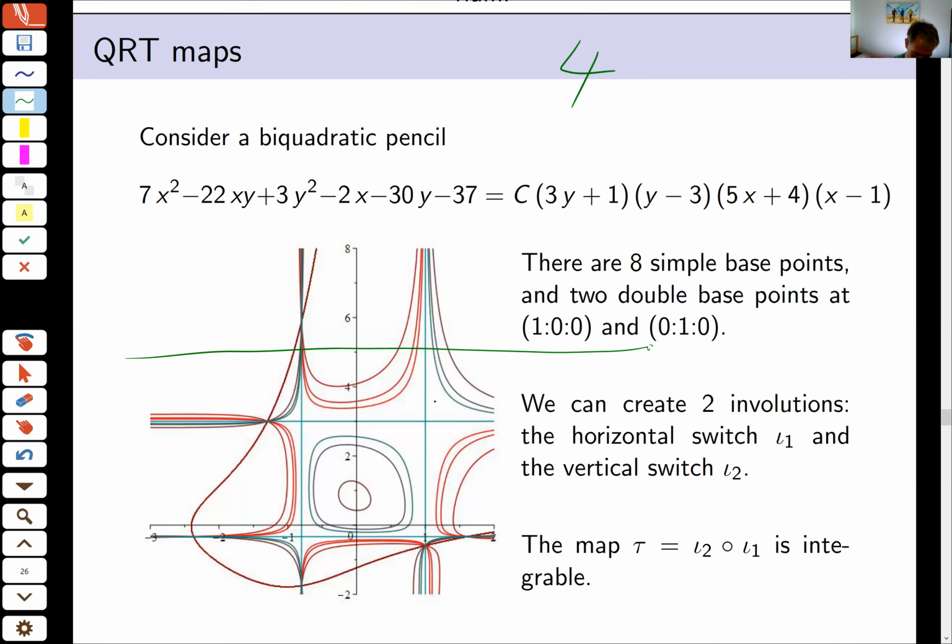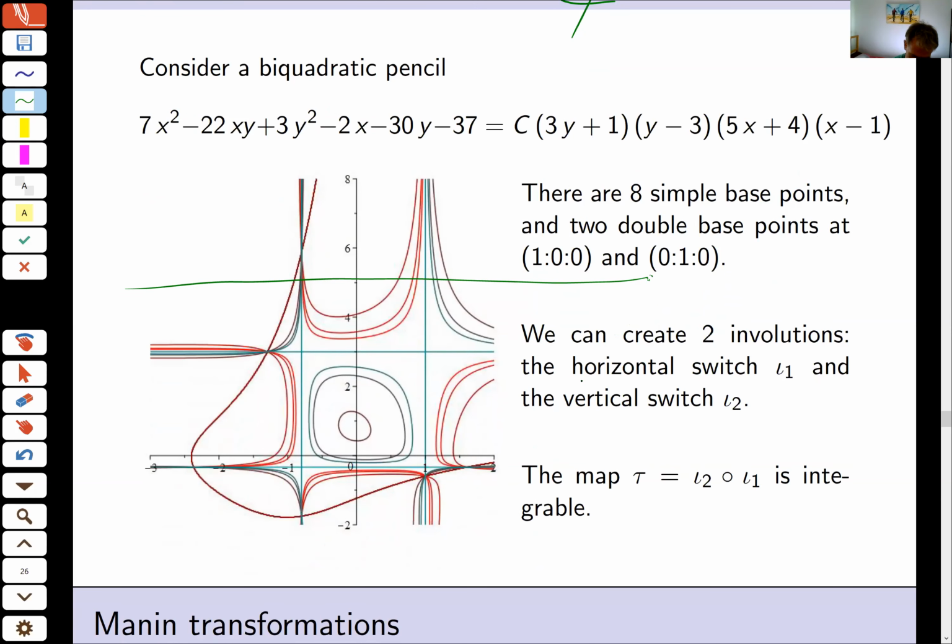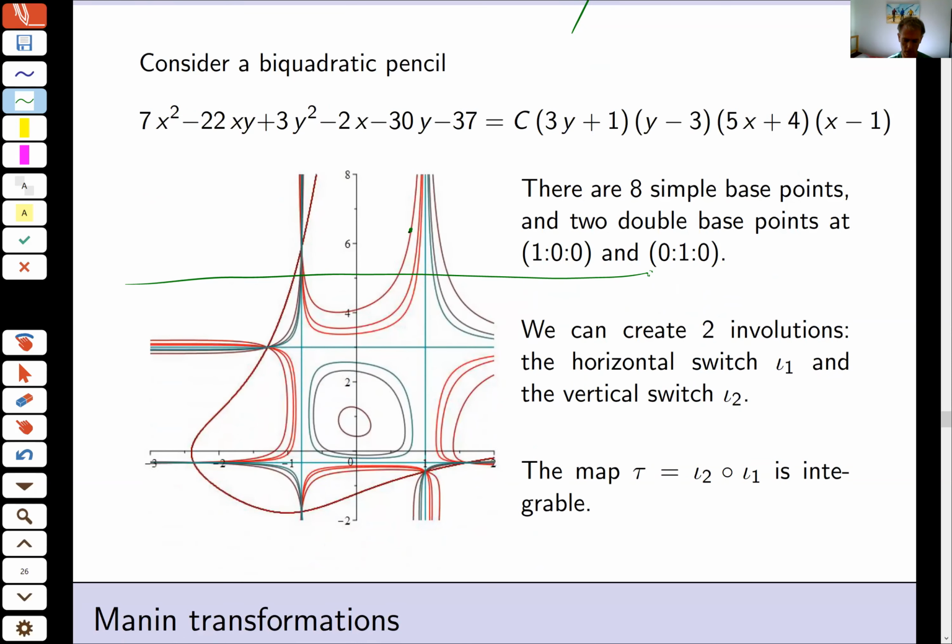You can take an arbitrary point and look at which curve this point is on. You look at the other curve, which will be somewhere here, that it's on, and that's your vertical switch. And by combining these 2 switches, you get a map that preserves this pencil of curves. And this is called the QRT map.